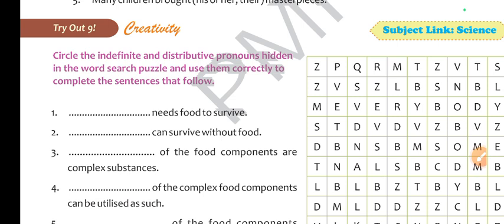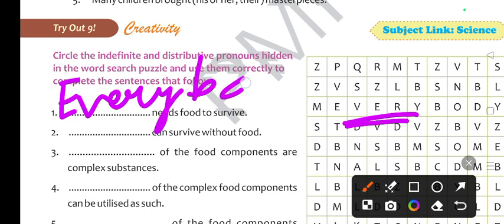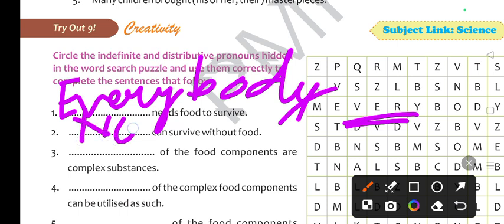Circle the indefinite and distributive pronouns hidden in the word search puzzle, and use them correctly to complete the sentences that follow. So, everybody needs food to survive. What will be right here? Everybody. You are supposed to find everybody here also, but I'm just writing over here. It's your task to find out, okay? So, everybody. Next is dash can survive without food. So nobody can survive without food. So we'll write here nobody.